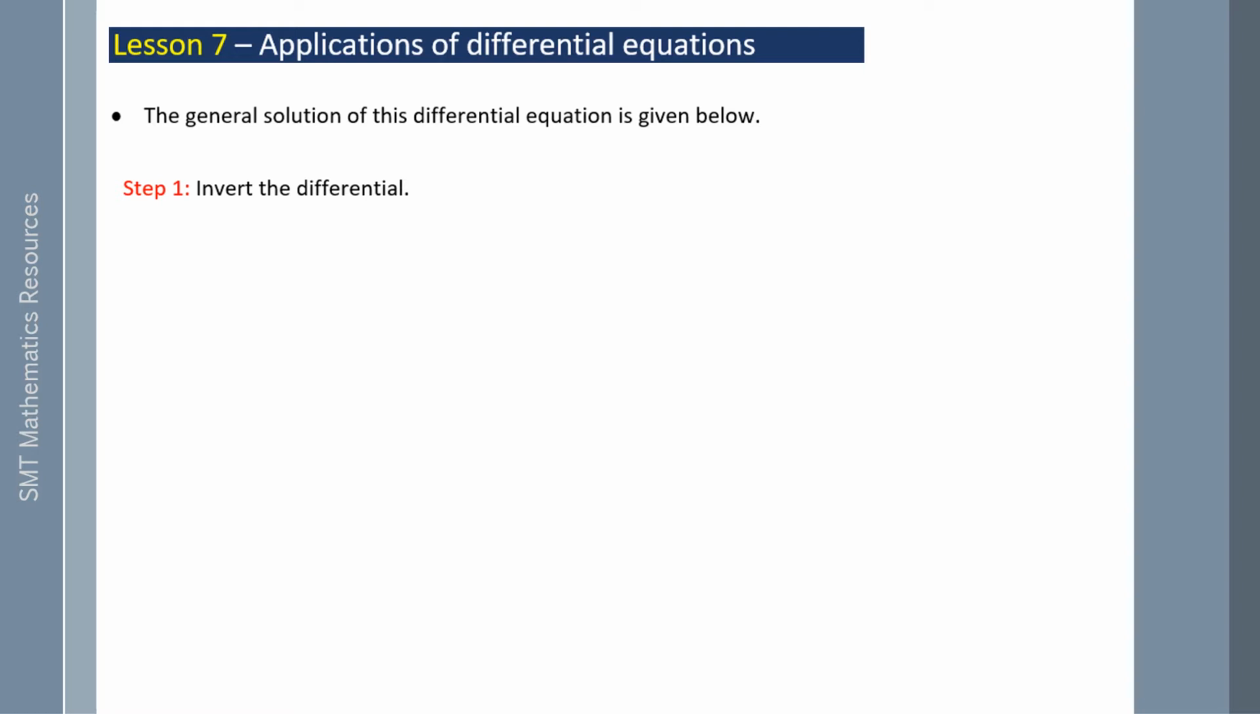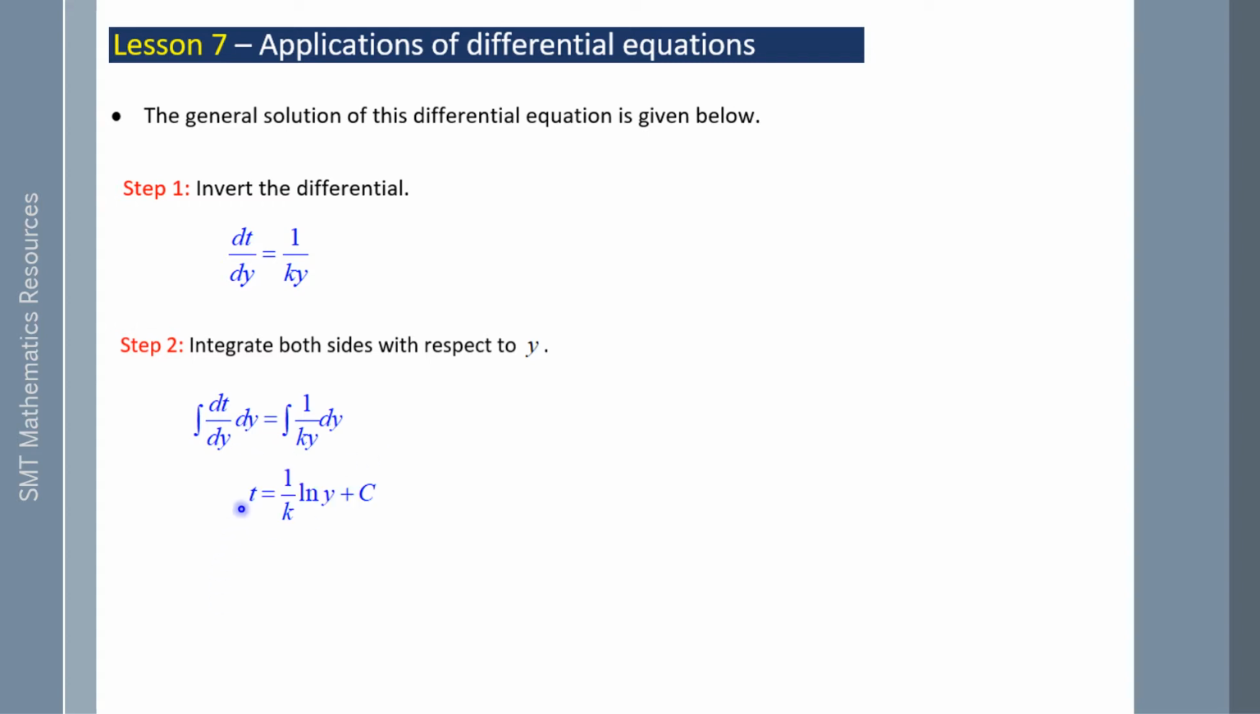Invert the differential, which results in dt/dy equals 1 over ky. That allows us to integrate both sides with respect to y. So we're writing both of our integrals with respect to y. This yields t equals 1/k ln y plus c. Step 3 is to make that y the subject.